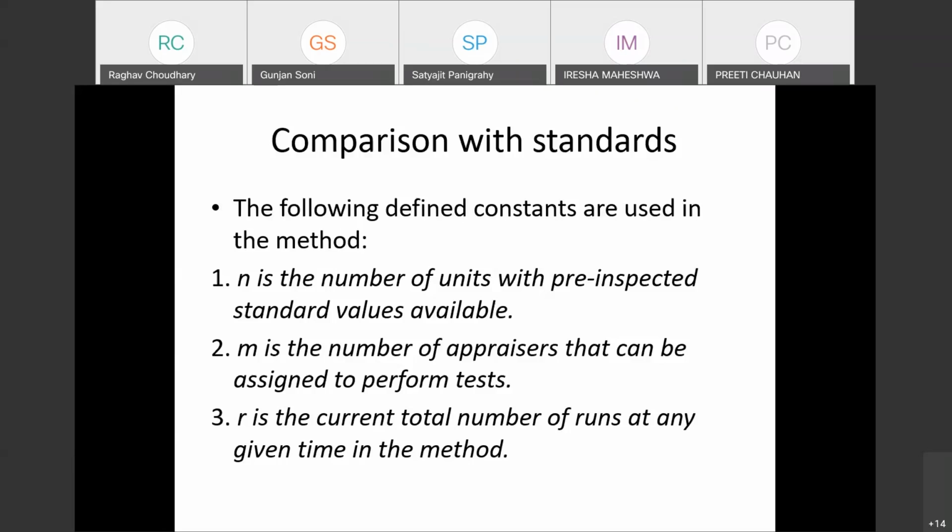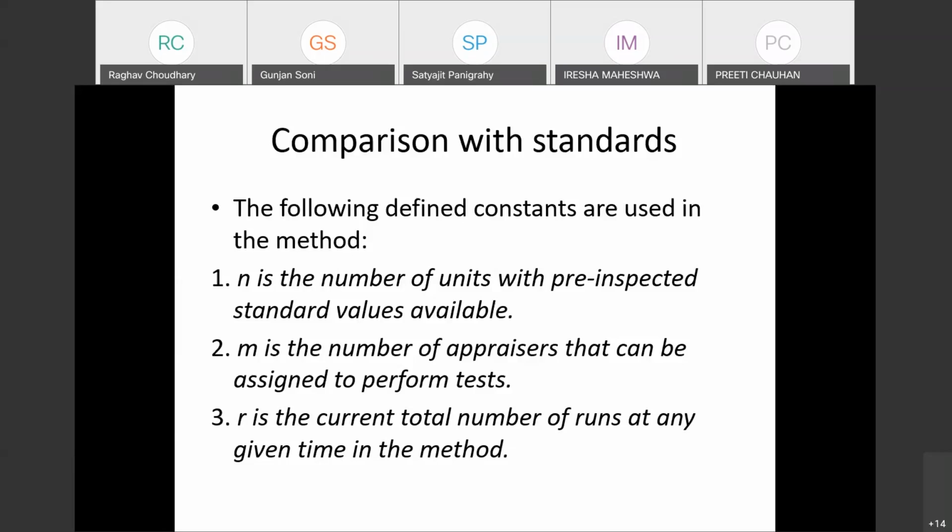And there are three things: n, m, and r over here. So n is the number of units with pre-inspected standard values. Some standard like 1 kg standard measurement weights are there with me. I know 1 kg. Now I can take other weights and check whether those weights are of 1 kg or not. So that is n. M is the number of appraisers that can be assigned to perform the test.